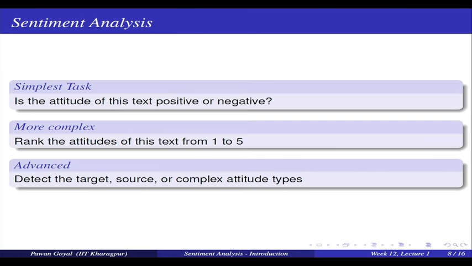It can be from -5 to 5. So there are different scales on which you can give the ratings. Okay, 1 to 5, 1 to 10, and so on. You will see even when you give rating to movies or the products on different sites, you have ratings from 1 to 5, 1 to 10, and so on. So again, you might want to predict the ratings on that scale from the text. And yes, then it can be more advanced where you want to detect everything, target, source, and the complex attitude types. So you can see that the definition can vary. It can be simple, more complex, or advanced sentiment analysis.